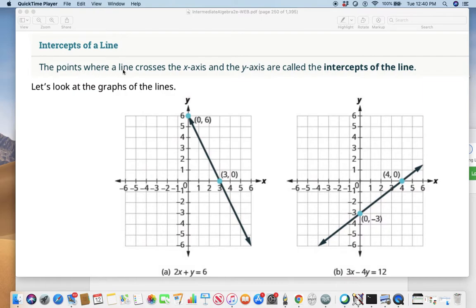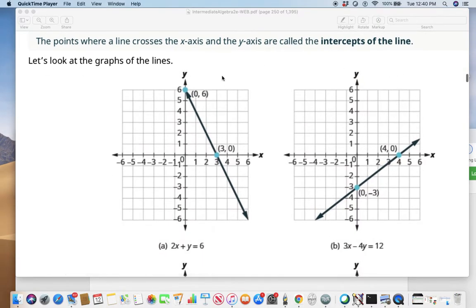The points where a line crosses the x-axis and the y-axis are called the intercepts of the line. Look at this line. It crosses the x-axis at the point (3, 0). That is your x-intercept. It crosses the y-axis here at (0, 6). That is your y-intercept.